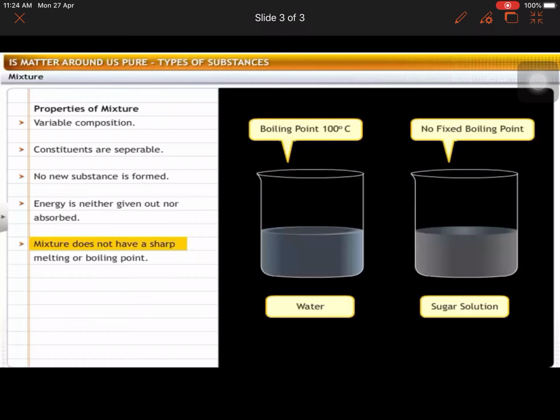A mixture does not have a sharp melting or boiling point. Note all the points. For example, sugar solution does not boil at a fixed temperature.